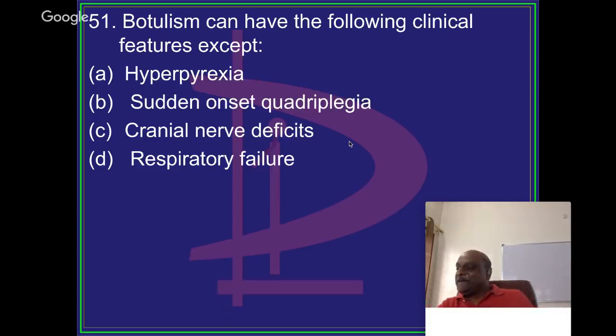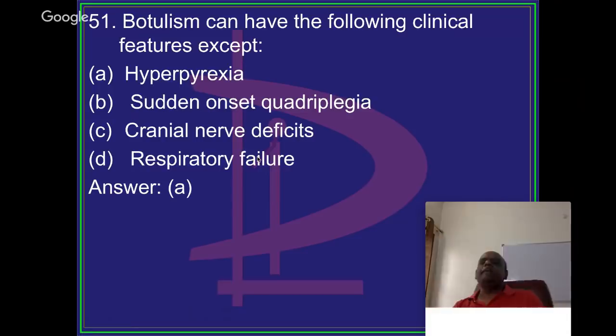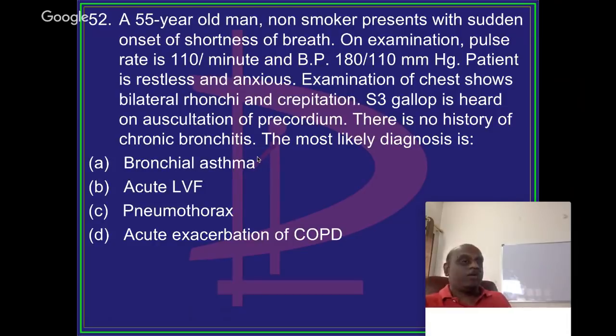That's good. Question number 51. I can see A versus D. A versus D from a good number of people. Yes. So, in botulinum A, there is no hyperpyrexia. All guys who said A are all right. 55-year-old.